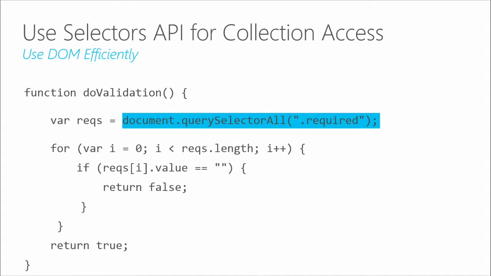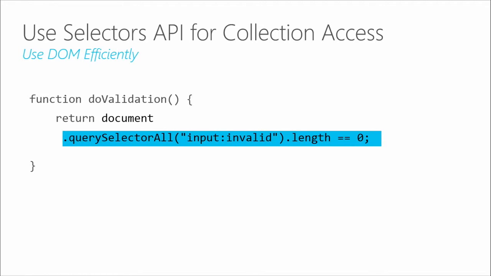You can just put the required attribute on your input, and if it fails to be properly filled in, so it's an empty input field, it will show up in the pseudo selector of input invalid. In this case, in our validation code, we were able to remove several lines of code and several iterations of DOM elements and just get the elements that failed validation, the invalid input elements. Since our validation is that we want no invalid elements, if there are no invalid elements, then it does pass validation. So CSS3 input validations include invalid, valid, required.